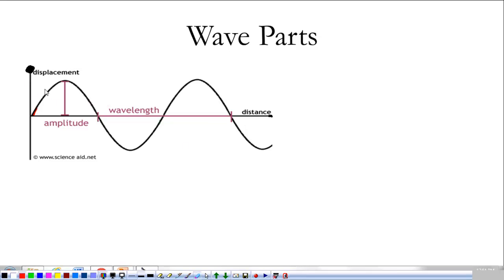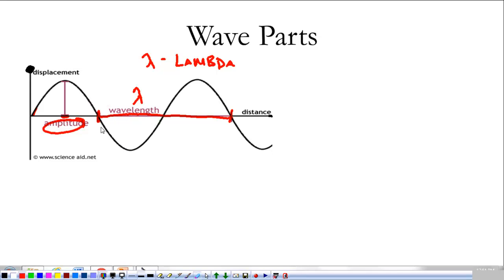So if my medium is displaced upward, the amount of that upward displacement is the amplitude, and then the wavelength, it's kind of a bad picture, it goes from here all the way over to here. It's the length of one complete cycle. And we use lambda for wavelength. It's a Greek symbol. It's lowercase lambda. So, those are our basic wave parts.